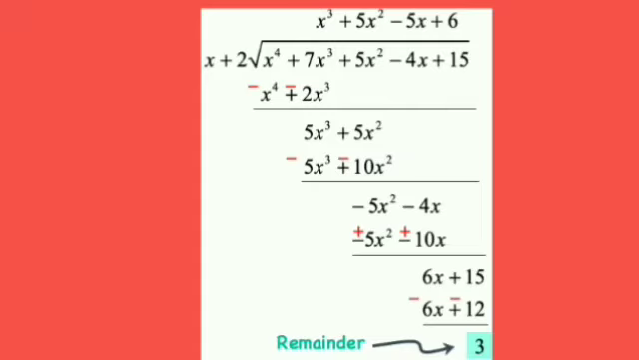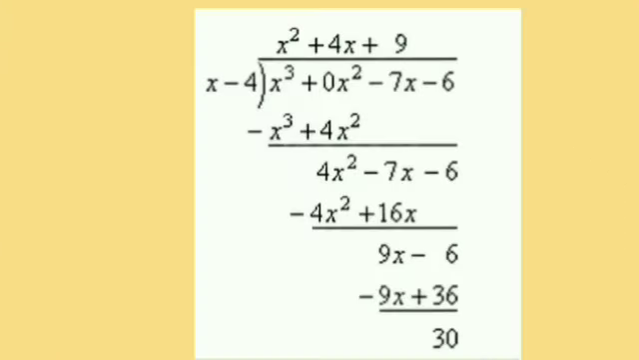Now see another example here: x cube plus 0x square minus 7x minus 6 is divided by x minus 4. You get 30 as the remainder. Here the quotient part is x square plus 4x plus 9.